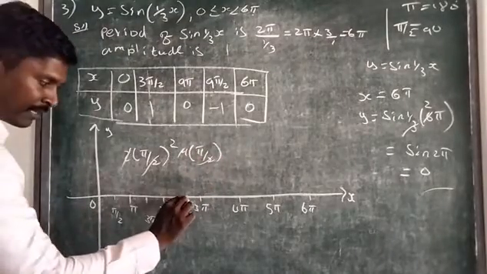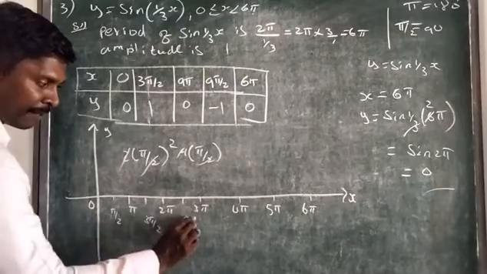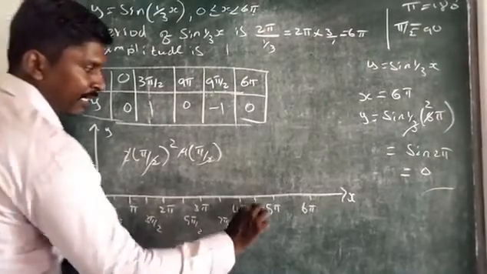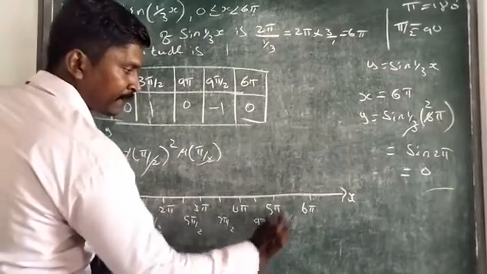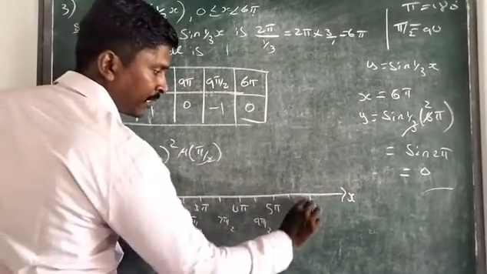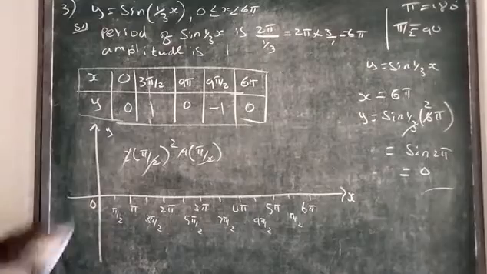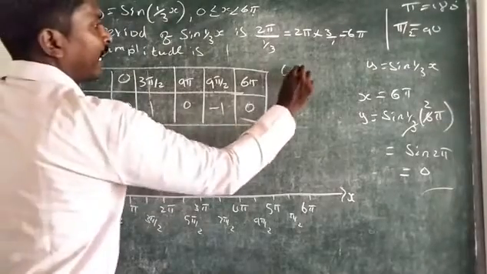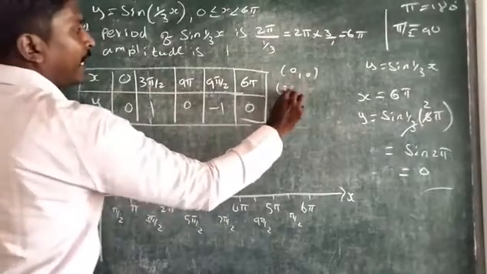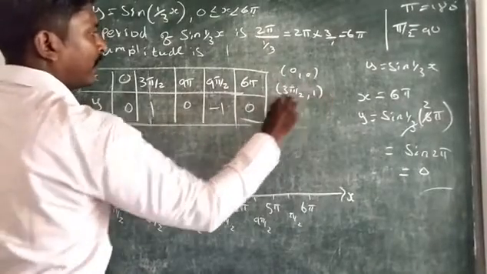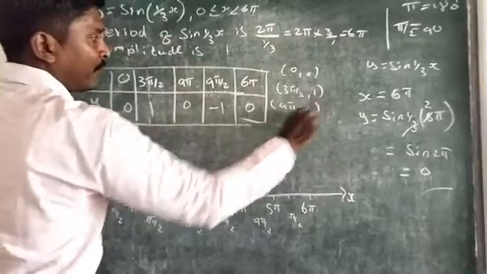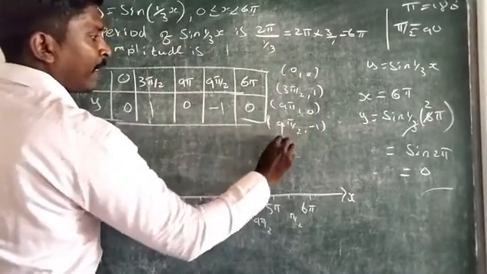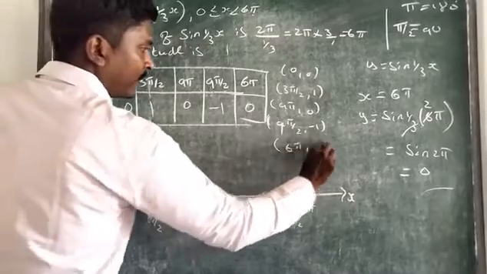Here 4π/2, here 5π/2, here 7π/2, here 9π/2, here 11π/2, then 6π. It goes like that. Now come to the points. We can write the points as (0, 0), (3π/2, 1), (3π, 0), (9π/2, minus 1), then (6π, 0). These are the coordinates.